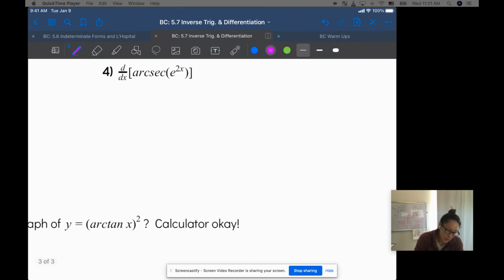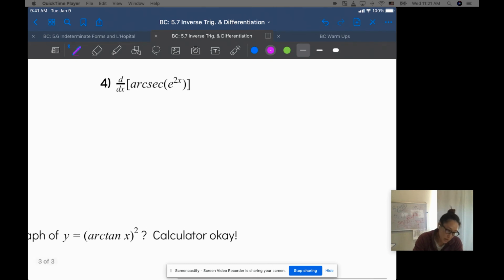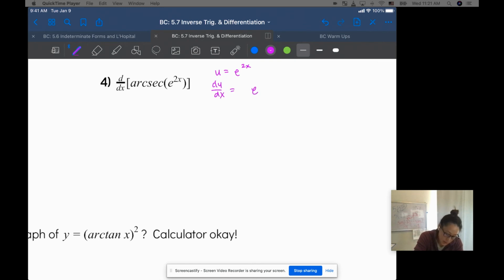Last quick example, then we'll do a longer one. Okay, so we have the derivative of arc secant of e to the 2x. Yeah, I said that right. Okay, so u is equal to e to the 2x. I'm going to just take the derivative because I know we're going to have to. Okay, the derivative of e to the 2x is e to the 2x times 2 for the chain.